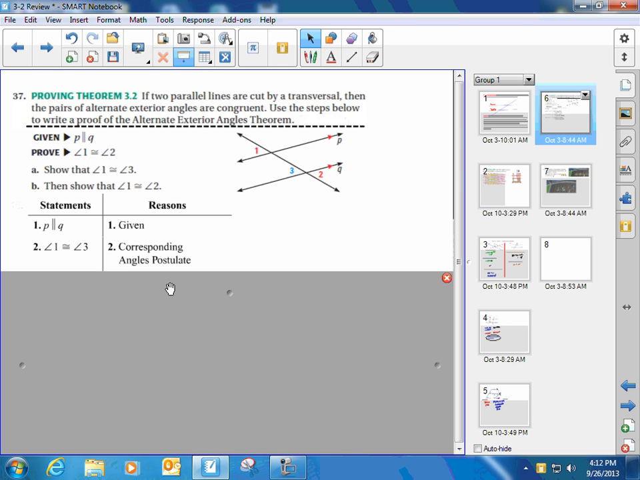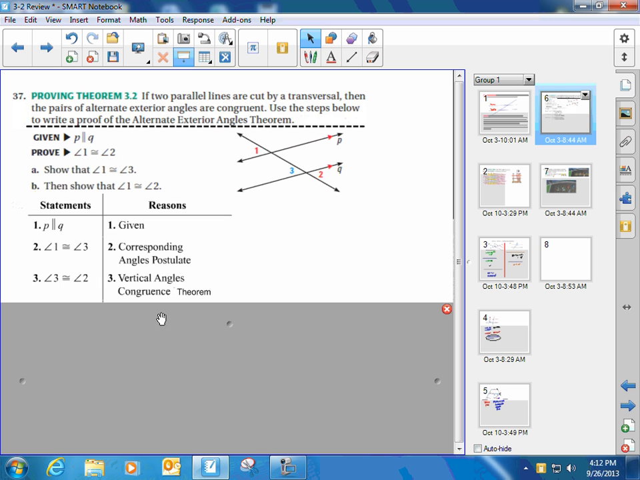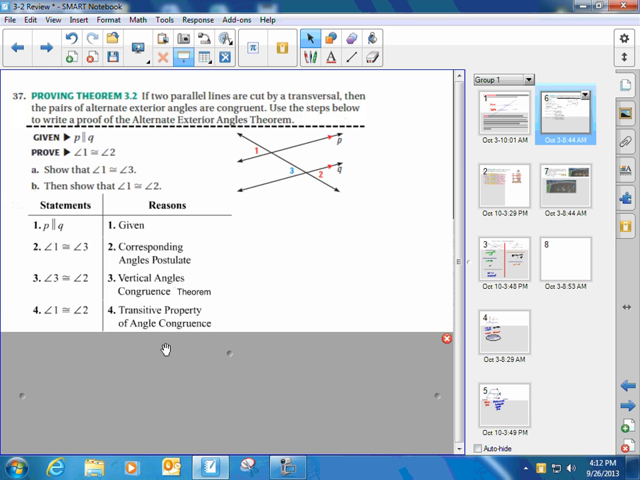So where can we go once we've stated that angle 1 is congruent to angle 3? Well, we also know that angle 3 is congruent to angle 2 by the vertical angle congruence theorem. This allows us to state that angle 1 is congruent to angle 2, by the transitive property. If A is equal to B and B is equal to C, then A must equal C. So angle 1 is congruent to angle 2, and that's our conclusion.